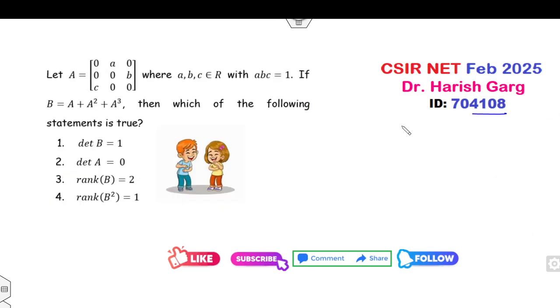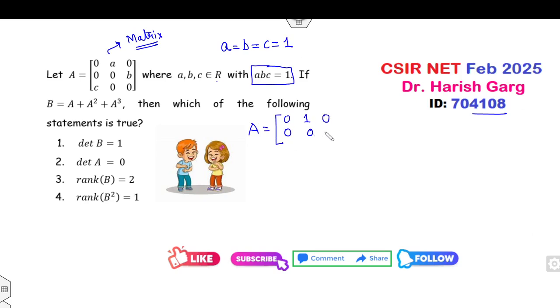Okay, look at this next one. Again, you can see this is my matrix. So I can solve this problem with the help of the eigenvalue. You have to choose A, B, C from the reals such that the product will be 1. So I can choose all the elements to be 1. So what is my A? A will be 0, 1, 0, 0, 0, 1, 1, 0, 0. Fine. So can you find the eigenvalues?